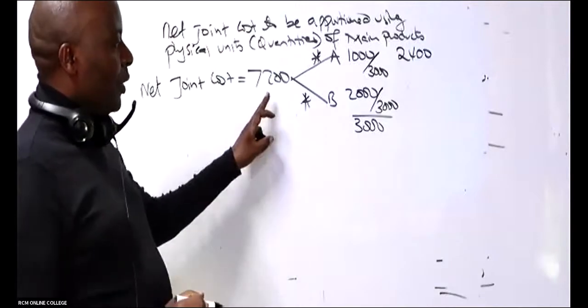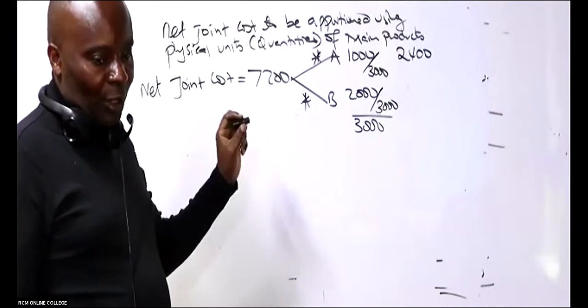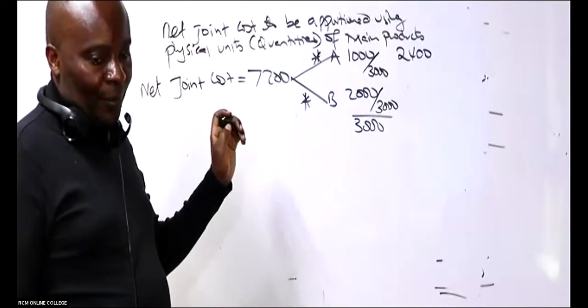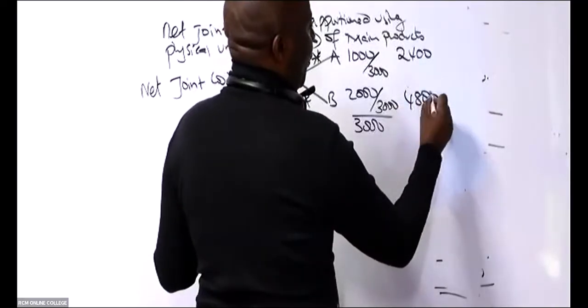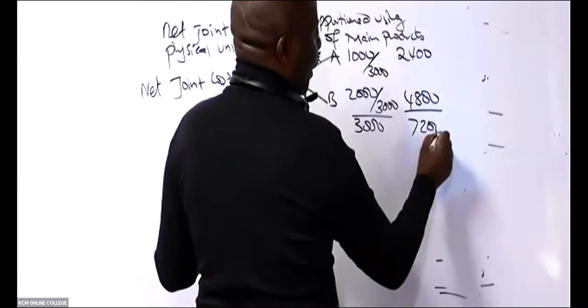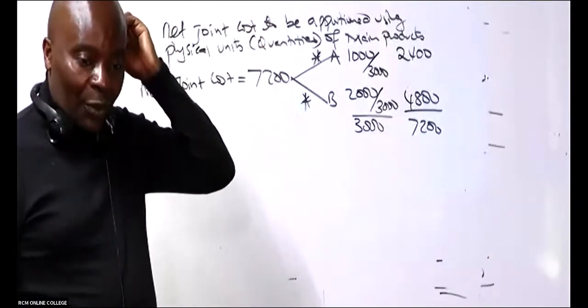2,400. How about 7,200 times 2 over 3? That gives 4,800. If you add the two, of course, you'll end up getting 7,200.